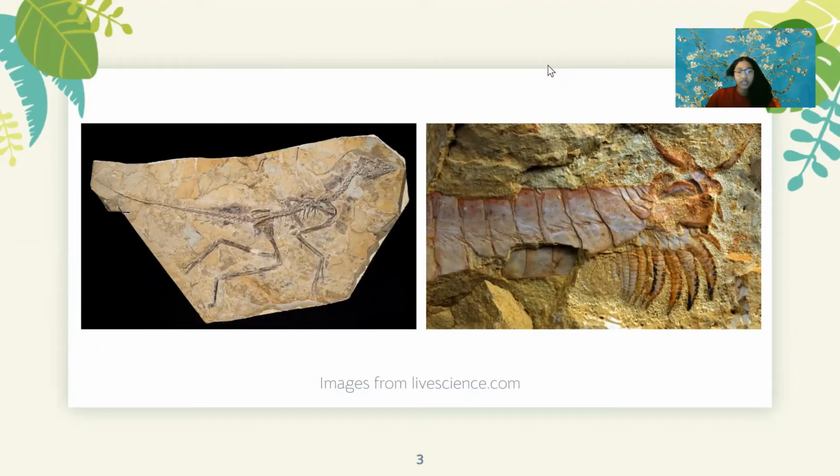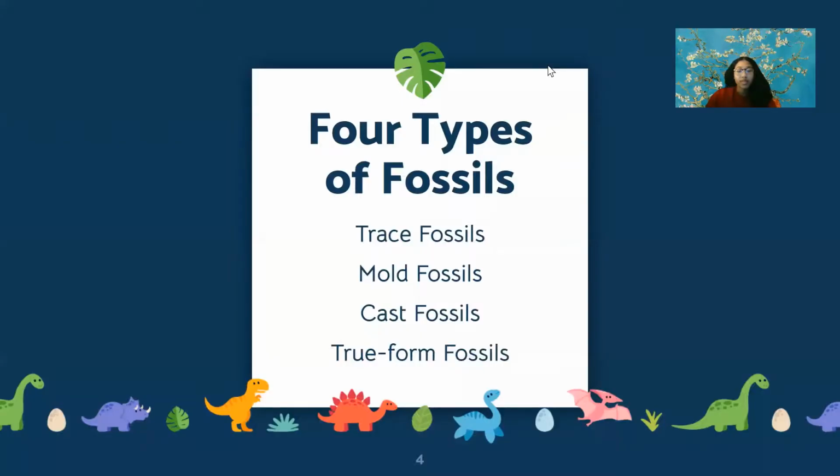These are two fossils of prehistoric creatures. The one on the left likely lived on land, and the one on the right likely lived in the sea. Not all fossils are the same. There are actually 4 types of fossils that we can find to see evidence of life. These are trace, mold, cast, and true-form fossils. Let's learn some more about each one.